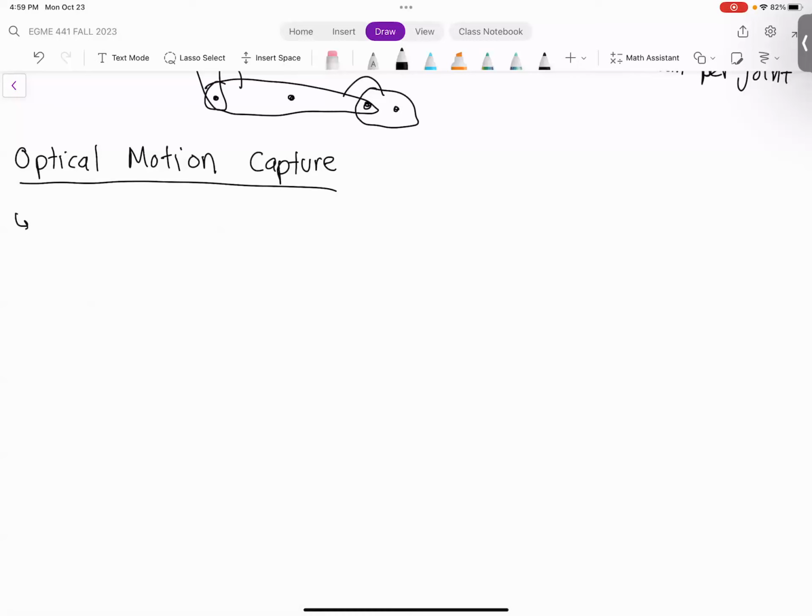And so the whole idea with motion capture is to attach these reflective markers or trackers on a person's body, and you place them in strategic locations, and then you track their positions over time using multiple cameras. Okay.